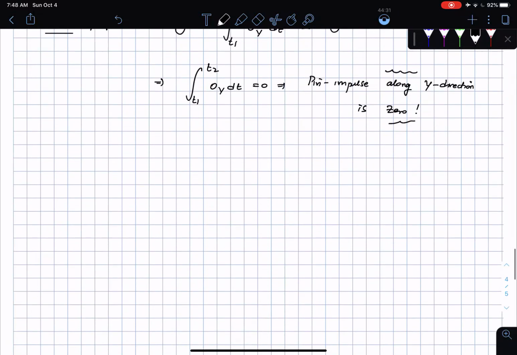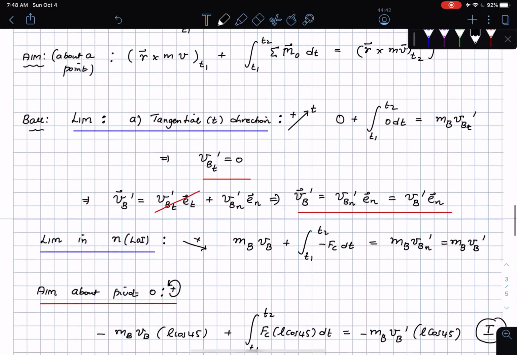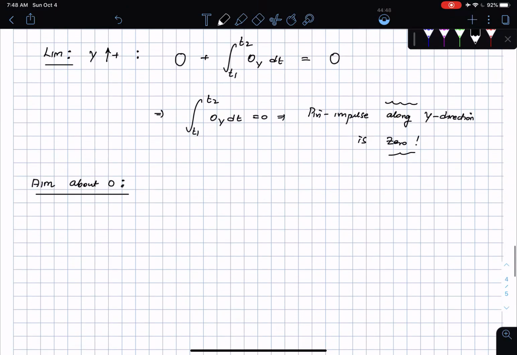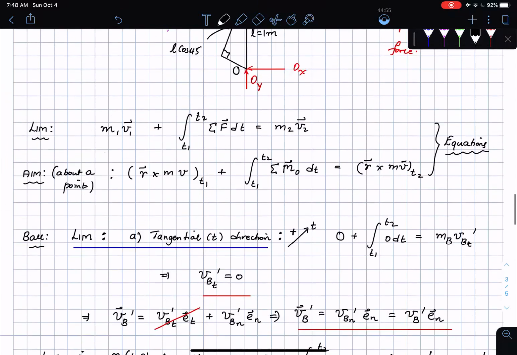So I go to angular impulse momentum about the point O. When I do the angular impulse momentum, here is what I end up getting. So I go to the pendulum. Initially it's 0, so there is nothing going on. Initially there is no angular momentum at all. Then I say, okay, T1 to T2. What are my angular momenta terms? I go to the impact relevant free body diagram.